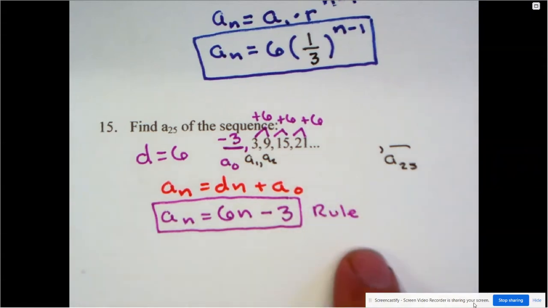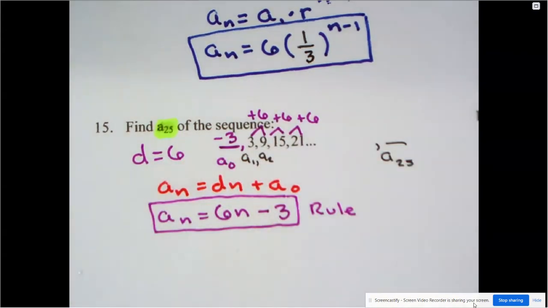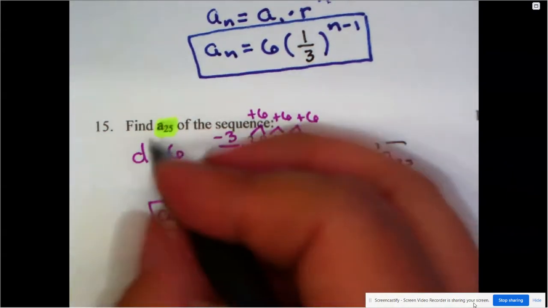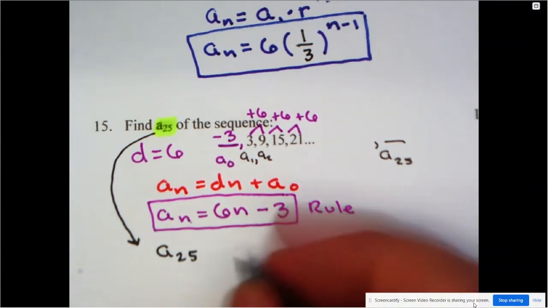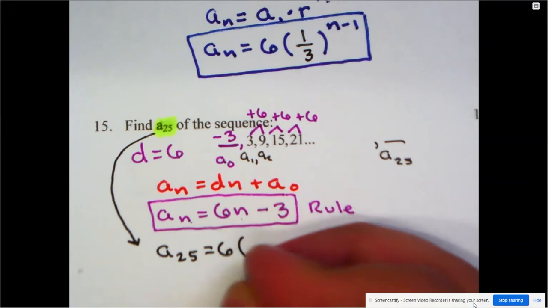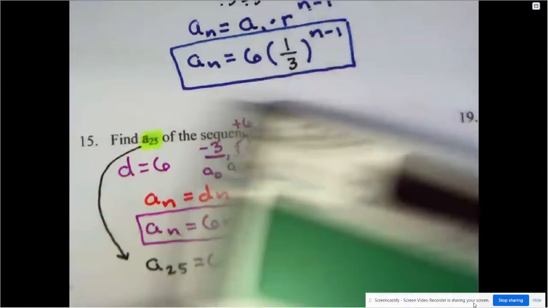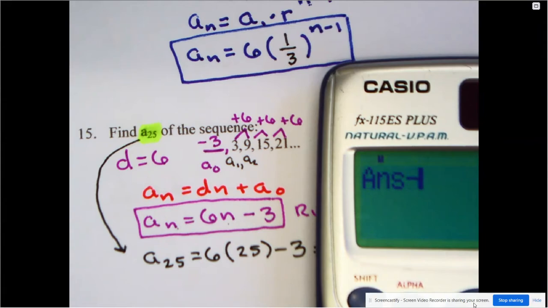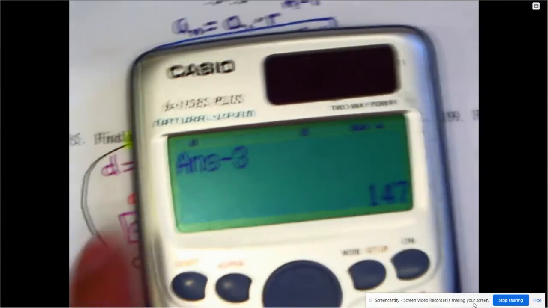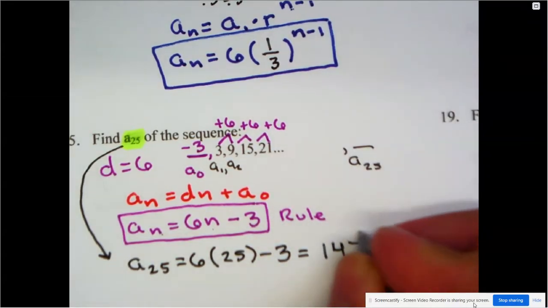Now, how do I use the rule to actually answer what they wanted? Remember, they said, give me a sub 25. Well, here we go. Look, the fact that they said, all right, now you're going to finally use the rule. A sub 25 means my n is officially 25. So anywhere I see an n, see, there's one right here, I'm going to put a 25. -3, and now I just let the calculator take over. Let's see. So 6 times 25, and then I subtract the 3 from it, and there's my answer. 147 is that 25th term. And just like that, there's my answer.